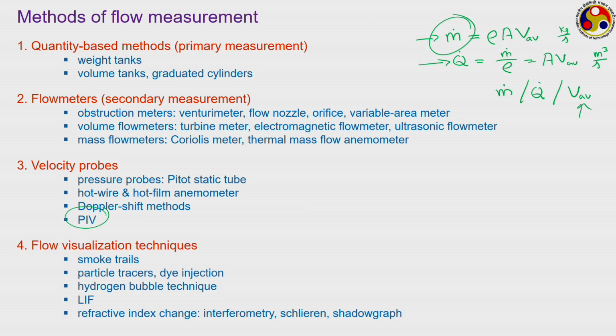A fourth group of methods can be a very interesting one, quite attractive one, that is flow visualization techniques, where we can use some kind of smoke trails or dye injection, particle tracing to indicate how the particles are flowing inside a flow, and from there try to get an idea about the flow pattern itself. We can also have a very modern technique of hydrogen bubble supply, LIF, another interesting fluorescence based technique, refractive index change in terms of interferometry, Schlieren and shadowgraph. All these are very interesting techniques.